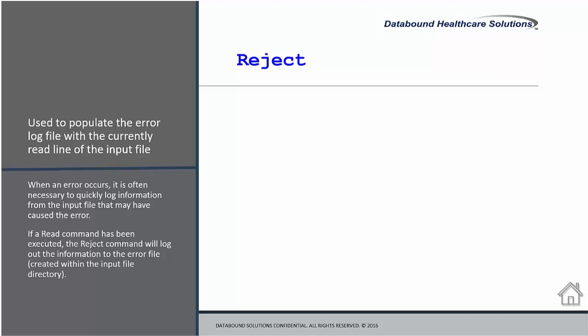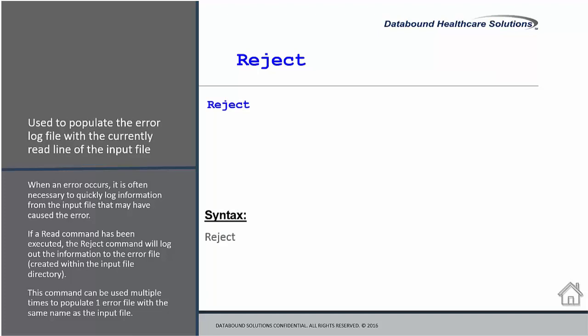Simply use the read command, and then right below it, use the reject command. And you'll see that once it's read something in, the reject command puts it right out to an output file or an output log. So it can be used multiple times to populate one error file with the same name as the input file.